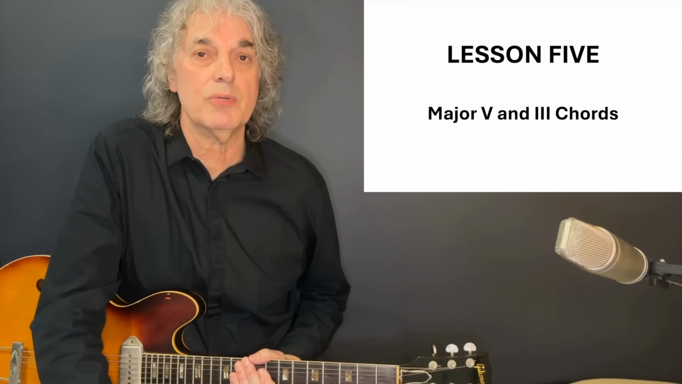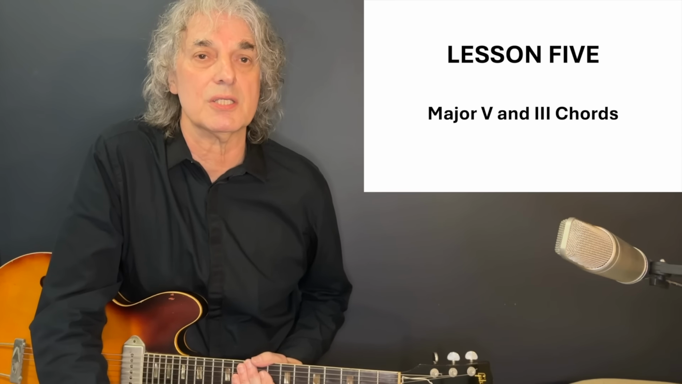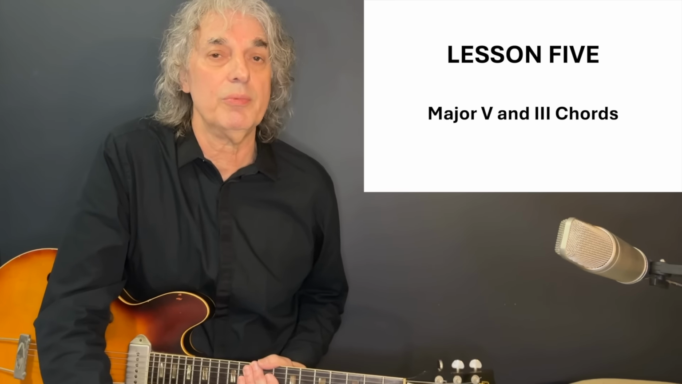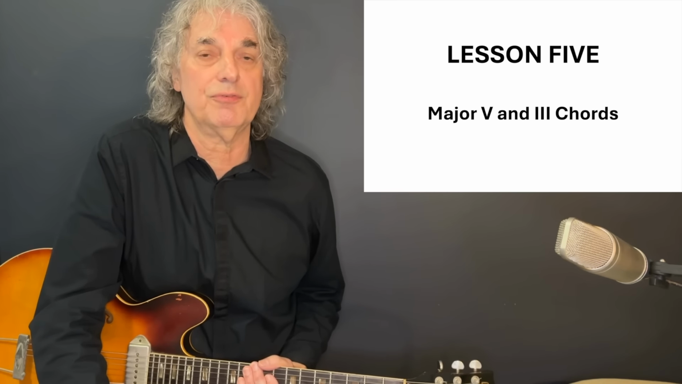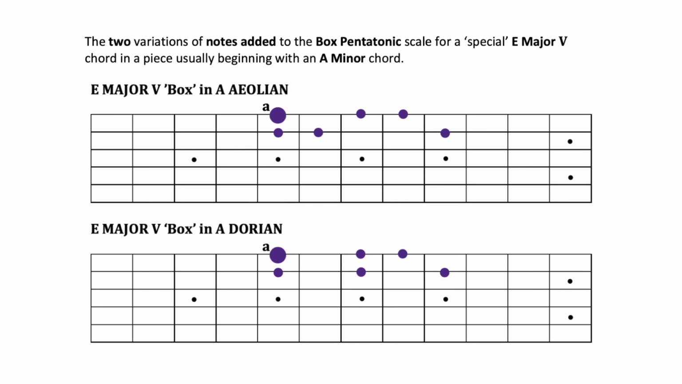Aeolian and Dorian box modes can often continue for a whole piece, although there is a common exception if encountering a special major fifth chord. The two variations of notes added to the minor box pentatonic scale for a special E major fifth chord in a piece usually beginning with an A minor chord.